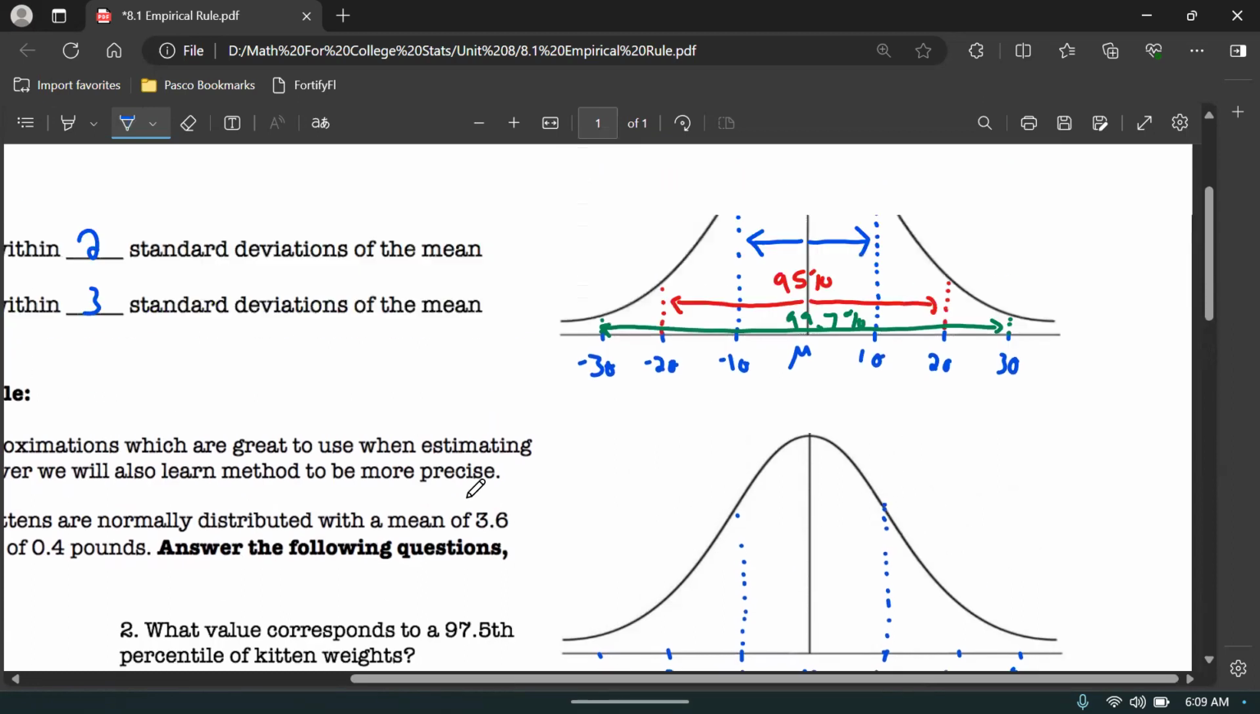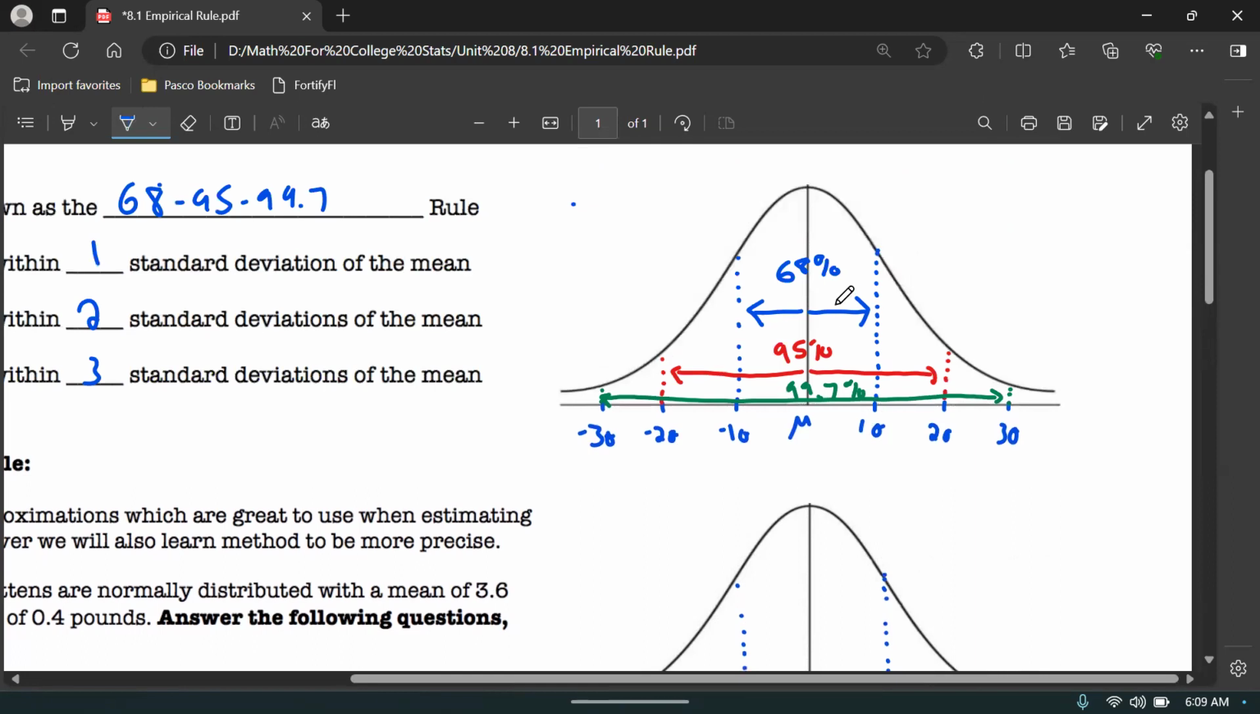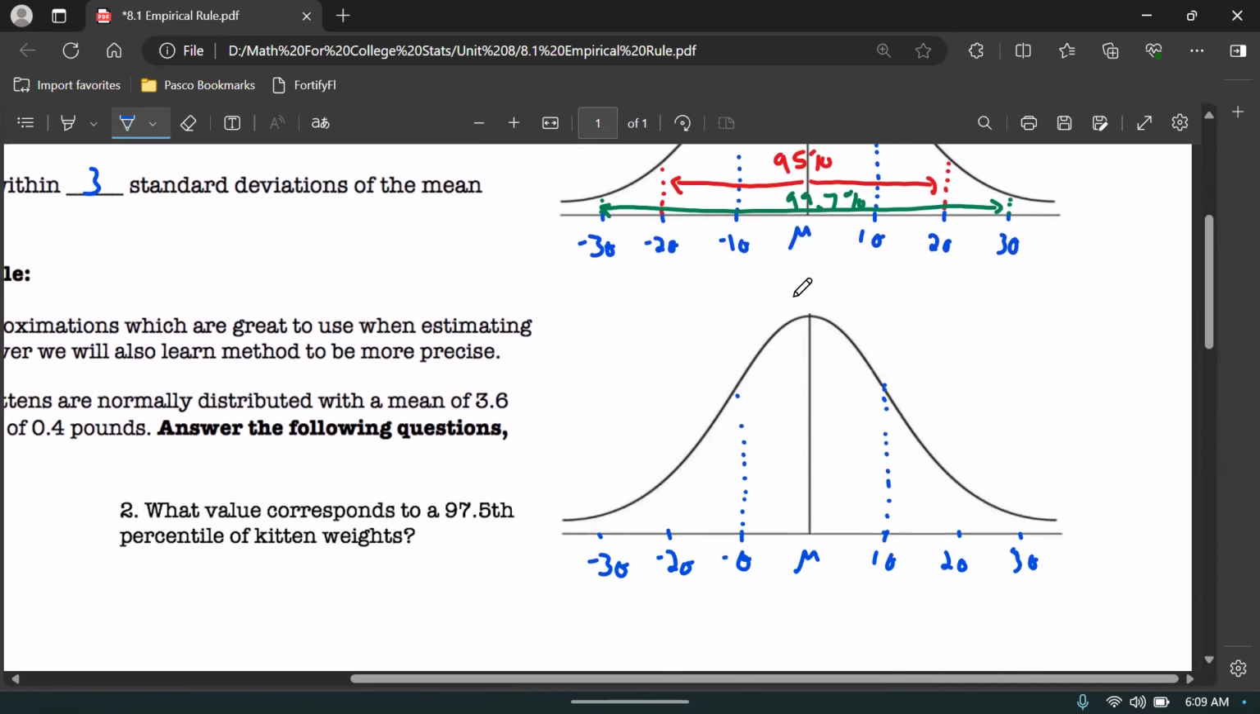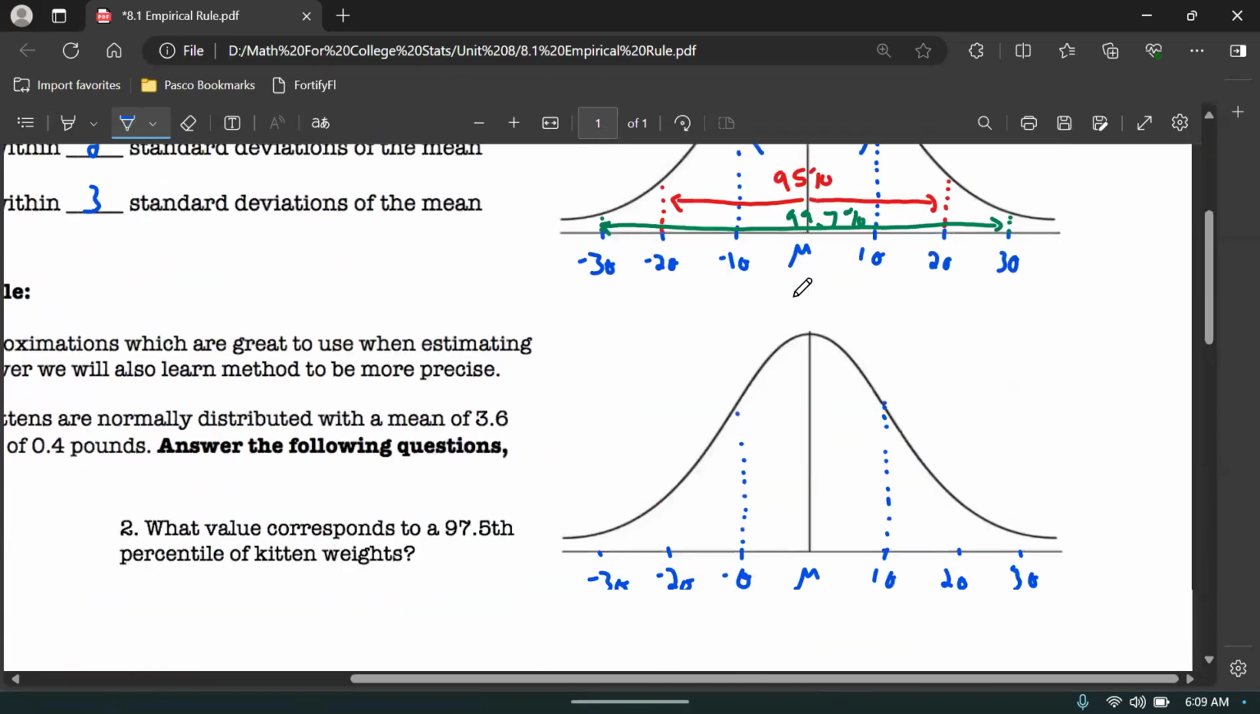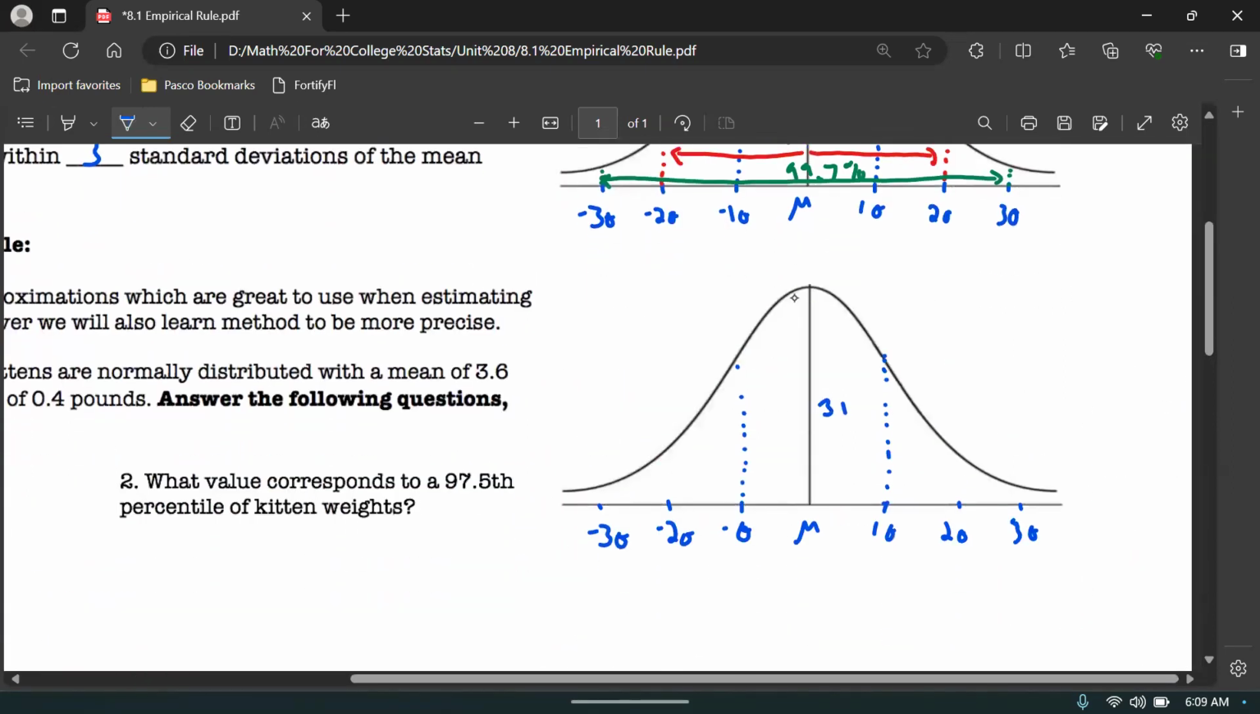Just to break this up a little bit, if you section this off, 68 in total would mean that there's 34% on either side. Hopefully that makes sense. 34% here, 34% here, that's what equates to 68. So 34% on the left, 34% on the right, just to help us in the future. You're going to see we're going to need this information.